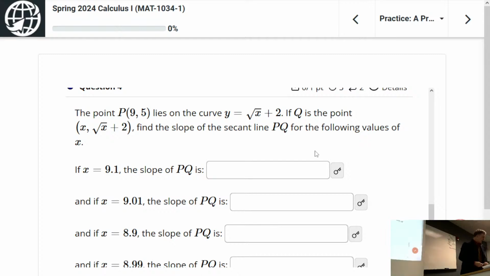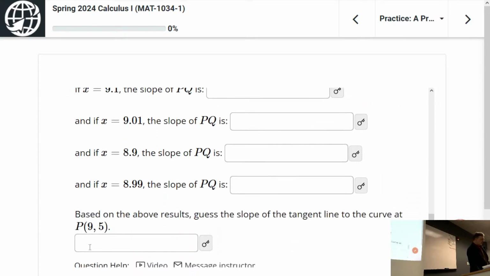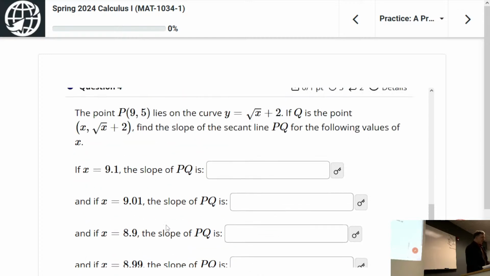Okay, so this is asking you to compute the slope of secant lines between 2 points on a particular curve. And then at the very bottom, they say, take a guess as to what you think the slope of the tangent line is. So we're using secant lines to approximate a tangent line. And of course, if you use different points, you'll get different slopes.